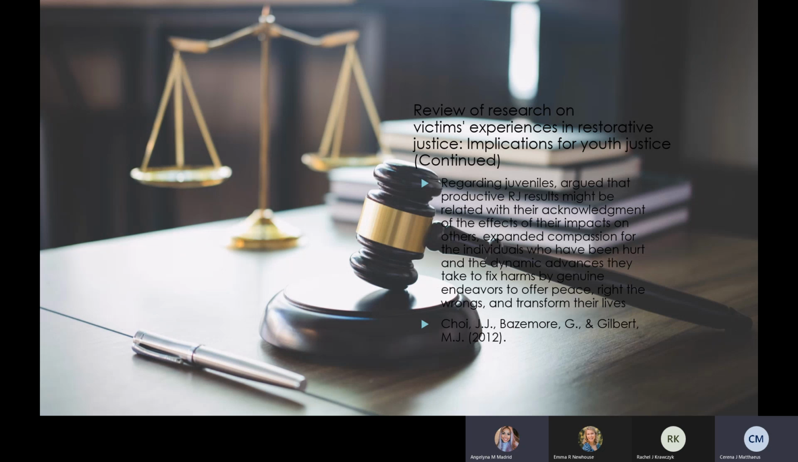And regarding juveniles, it is argued that effective restorative justice results might be related with their acknowledgement of the effects of their impacts on others, expanded compassion for the individuals who have been hurt, and the dynamic advances they take to fix harms by genuine efforts to offer peace, right their wrongs, and transform their lives.